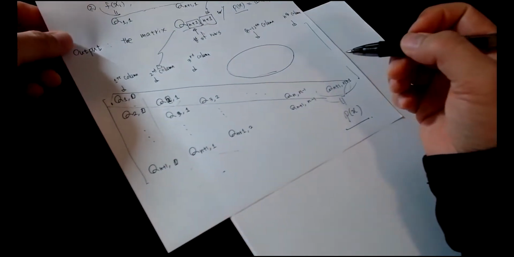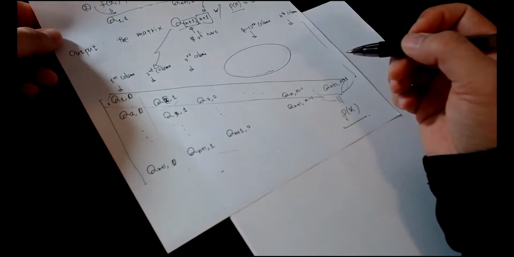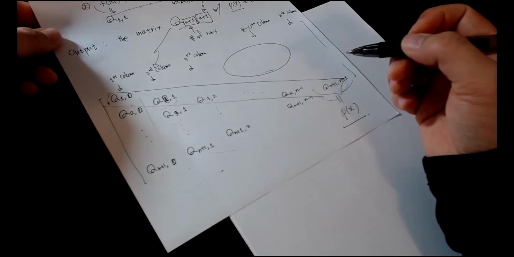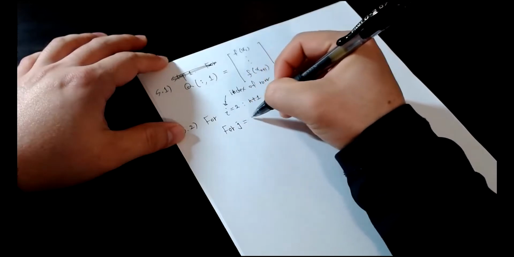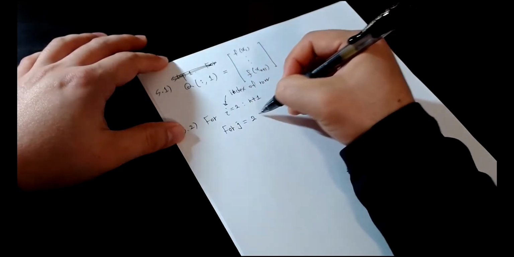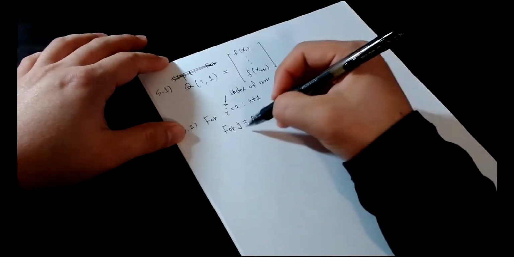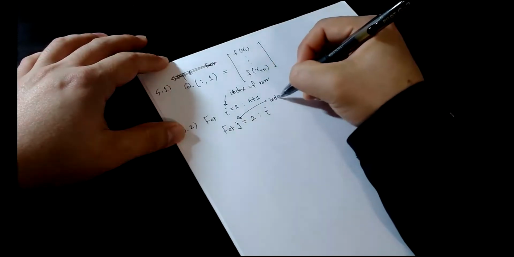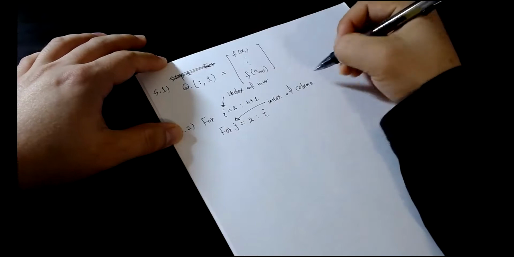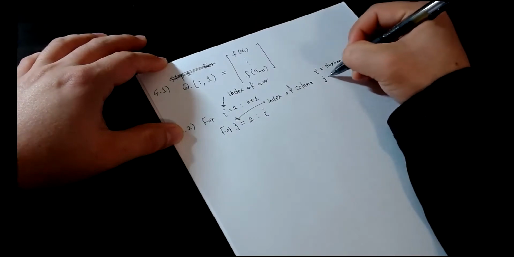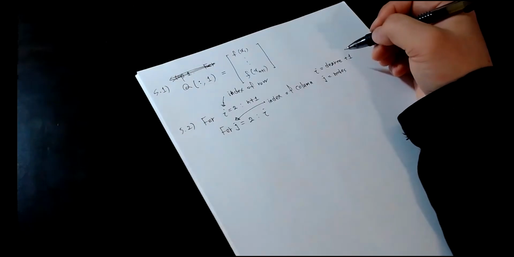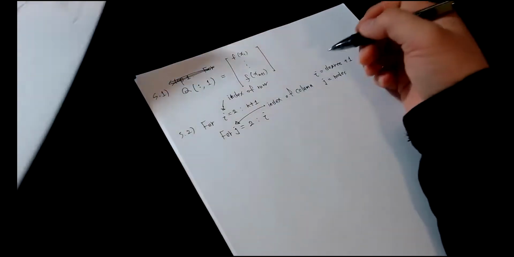So I is the index of row, and then J is the index of column moving from 2 to I. So actually I means the degree plus 1, and then J means the nodes. I know probably some of you don't get what that means.